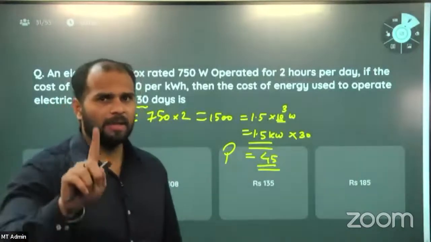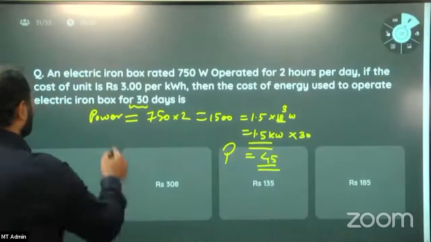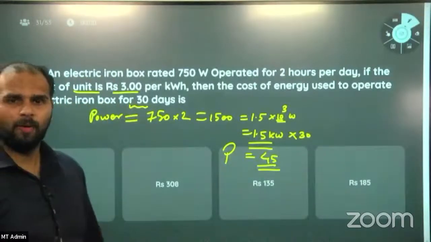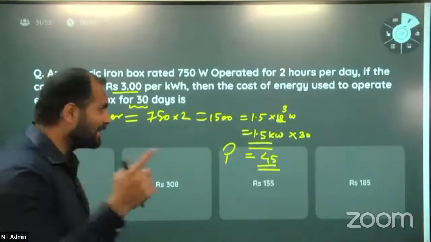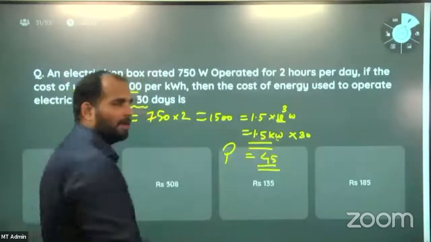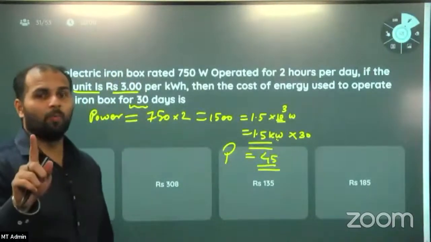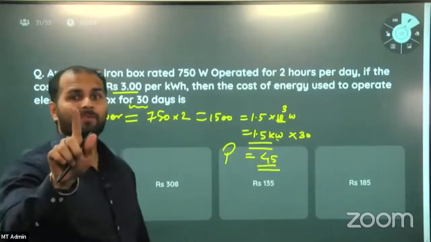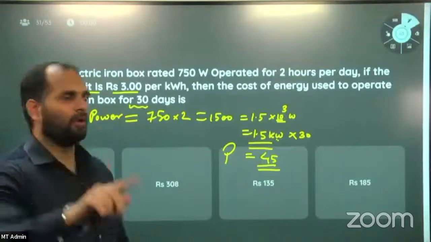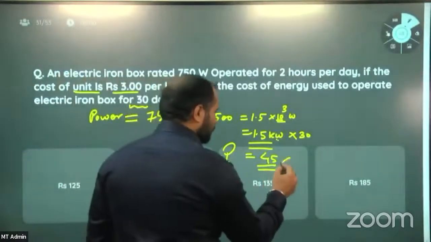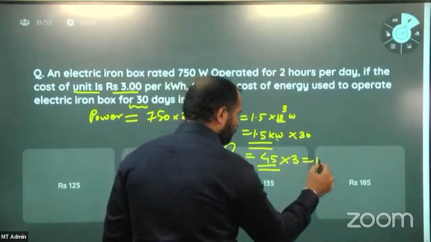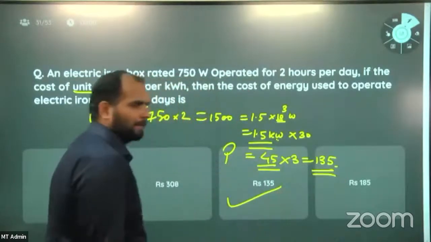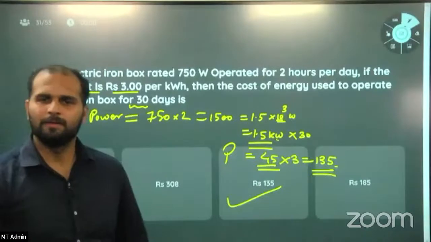Now, sir, what is the cost of one unit? So the cost per unit is 3 per kilowatt hour. That is the reason I converted into kilowatt hour, right? We have not used only one unit, we have used 45 units. So 45 into 3 will be how much? It will be 135, and that will be your option C.